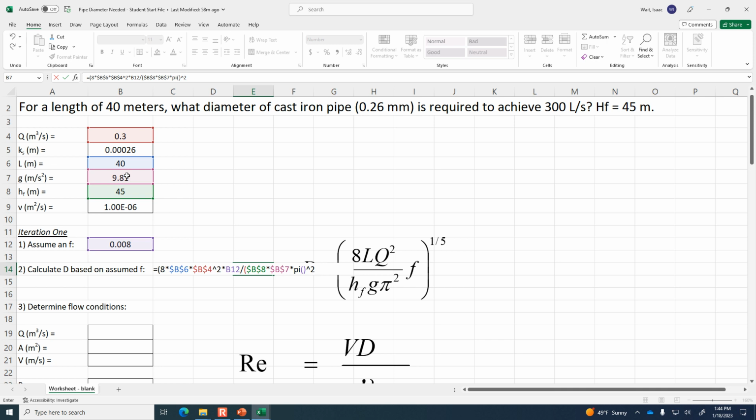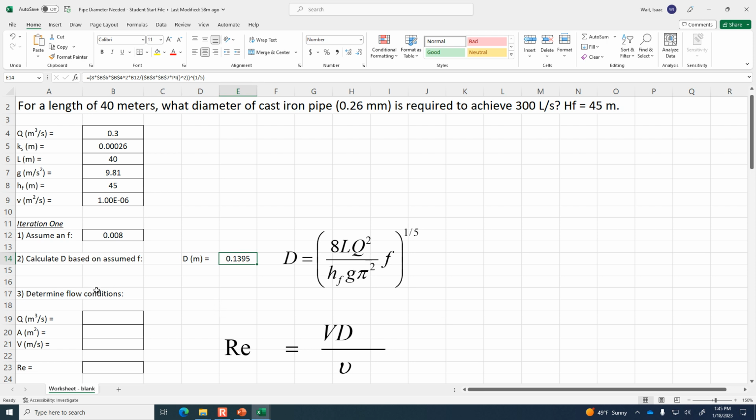And then I need to close the parentheses for the denominator, close parentheses for the expression in these big parentheses here, and then I take it to the power of 1/5. So that's basically to the 0.2 power. So under these conditions, if the F value was 0.008, then the diameter of pipe that I need should be 0.1395 meters. Okay? So if that was the diameter, then what's the flow velocity?